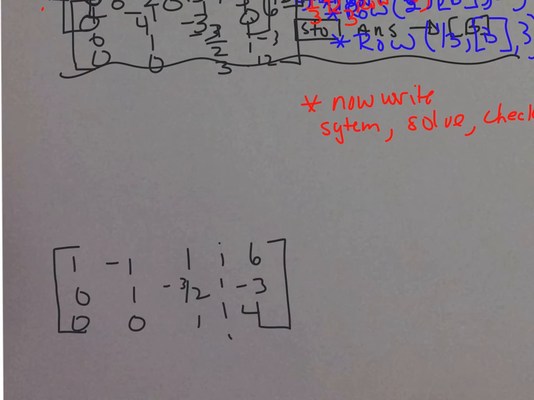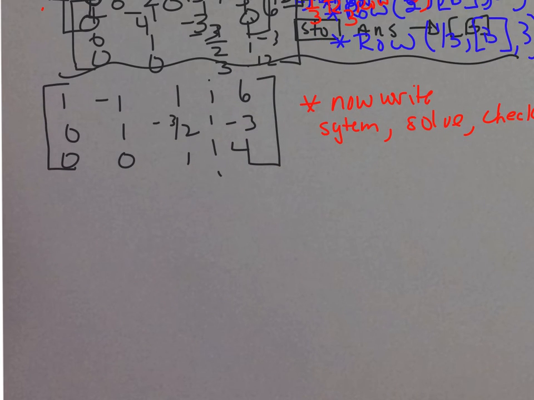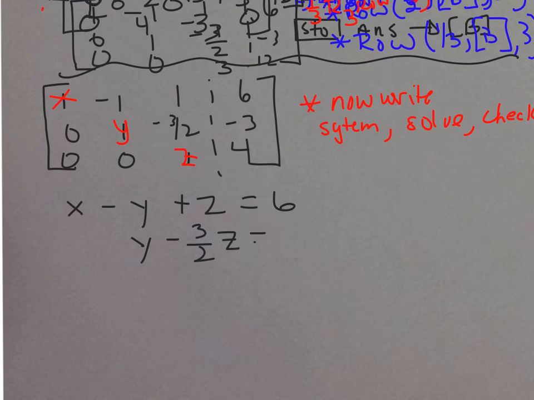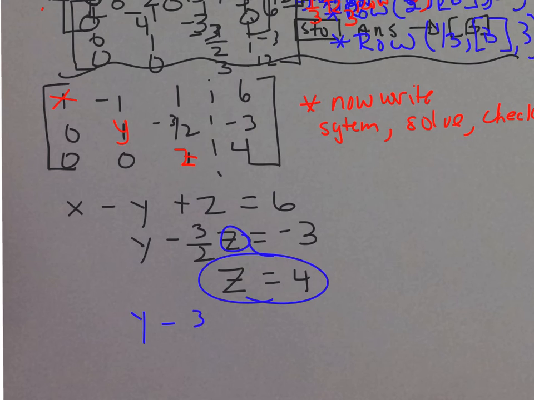So my system of equations is, remember, this is your x, your y, 1x, 1y, and 1z. So your system of equations is going to be x minus y plus z equals 6. Y minus 3/2 z equals negative 3. And z is equal to 4. Okay, so I have z is equal to 4, so I'm going to plug in z for the z value up here. It's backward substitution. So y minus 3 over 2 times 4 equals negative 3.